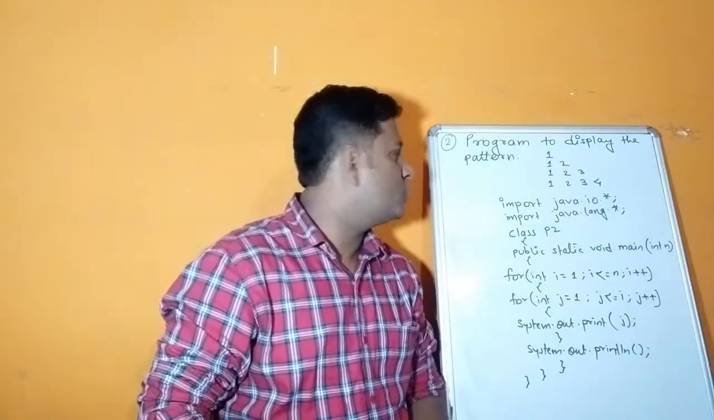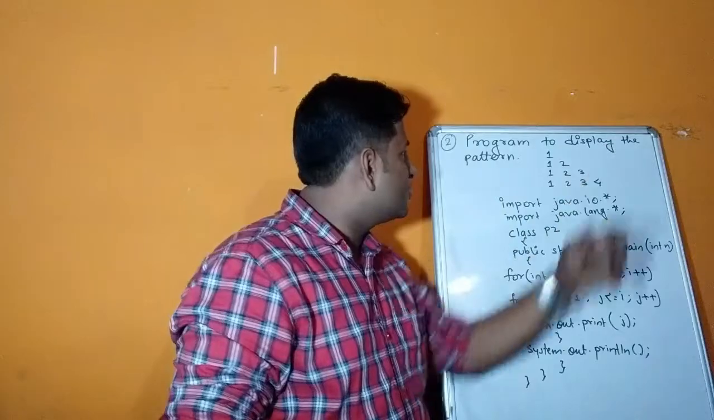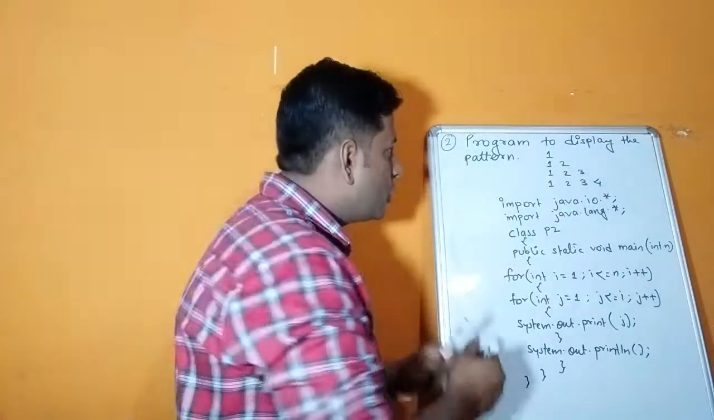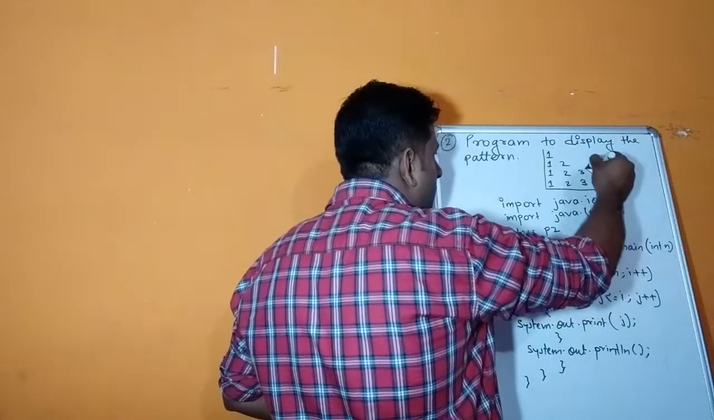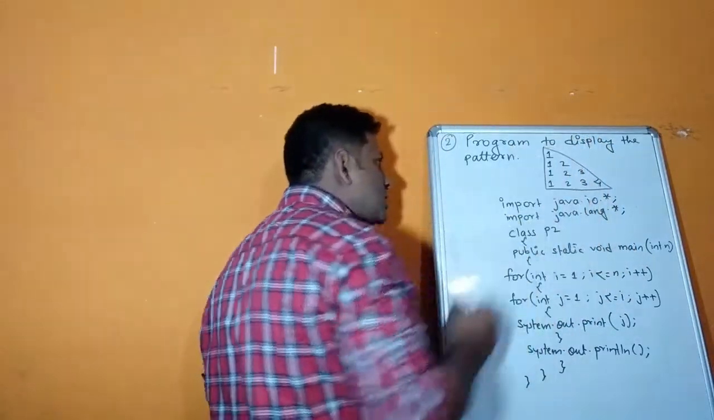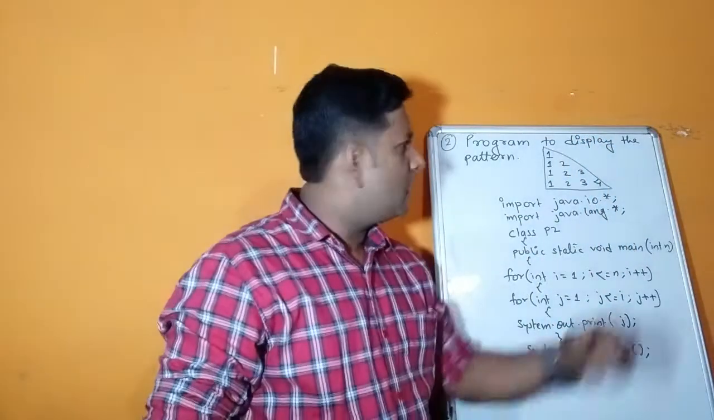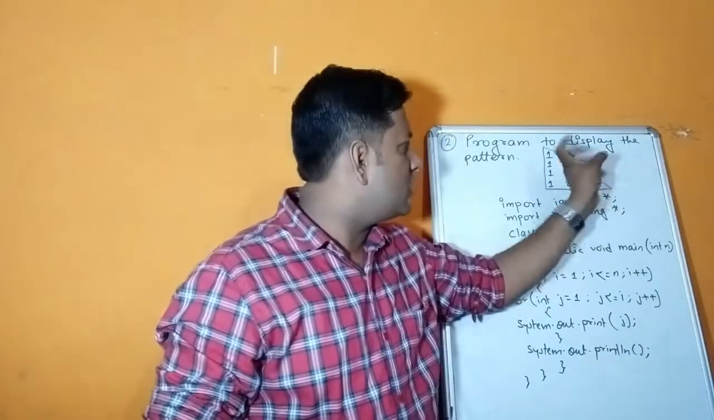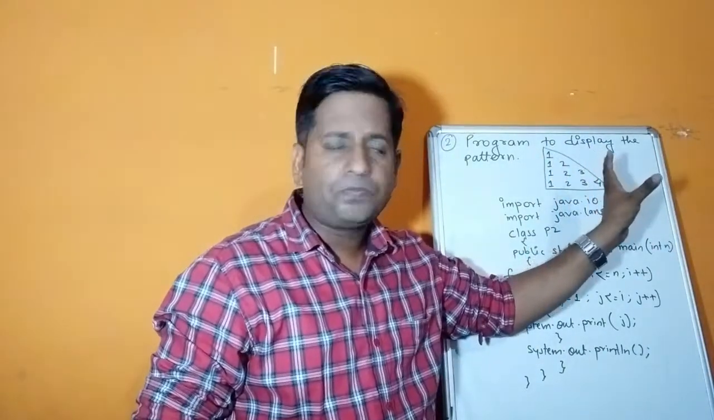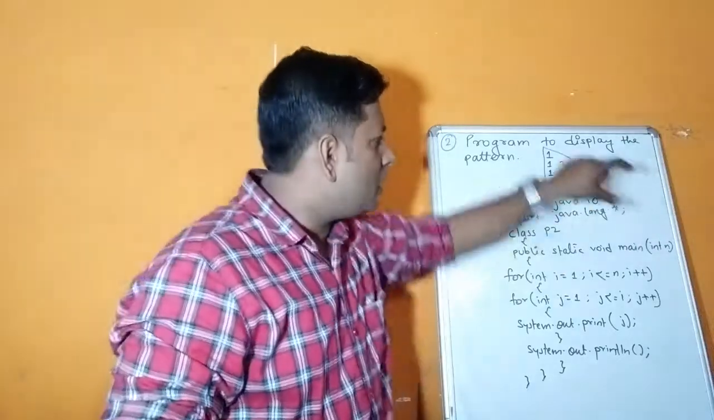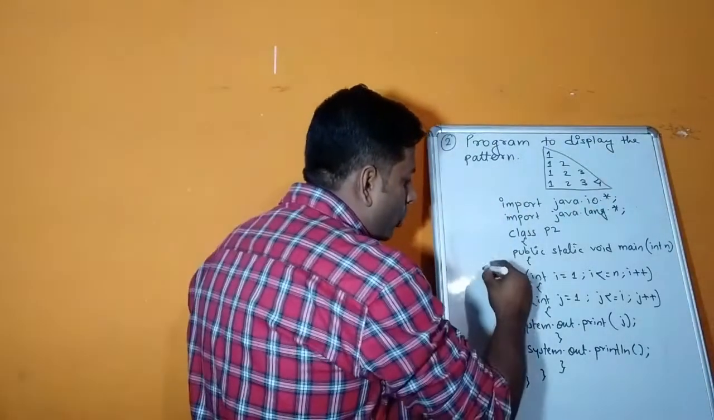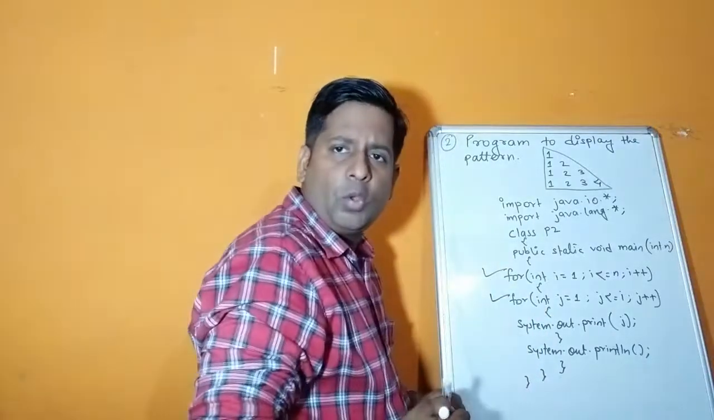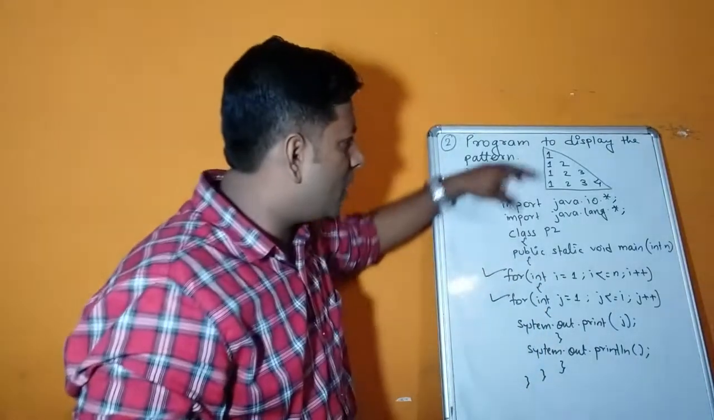Now see question number 2. Program to display the pattern. Now this is the pattern. This is a right angle triangle. The number can be anything. We have to see the right angle triangle patterns. Now see children, here two different things have been used, that means I have used two for loops. Let me start from the beginning.